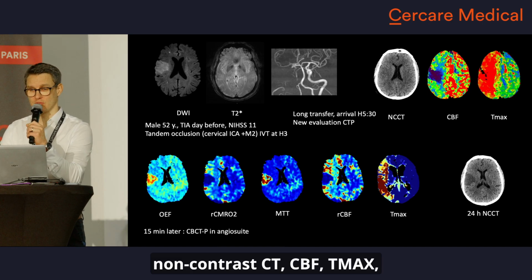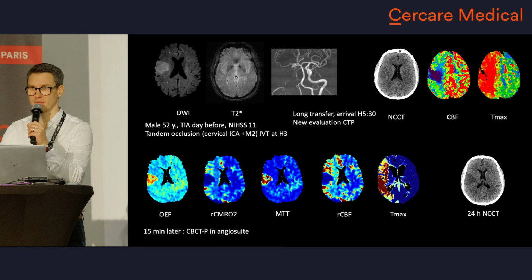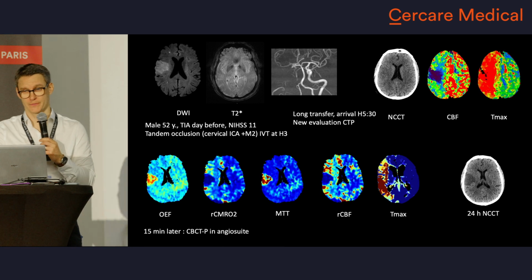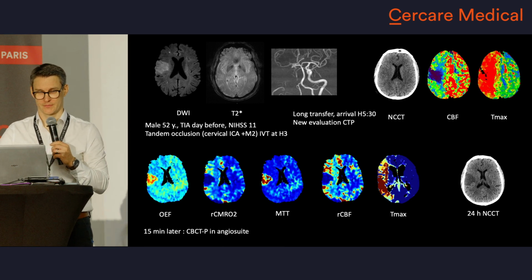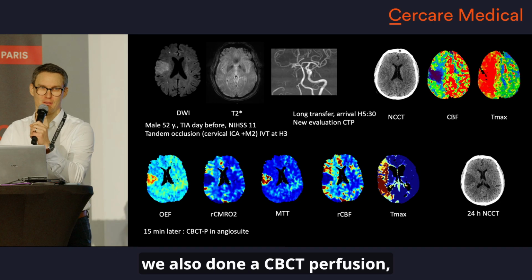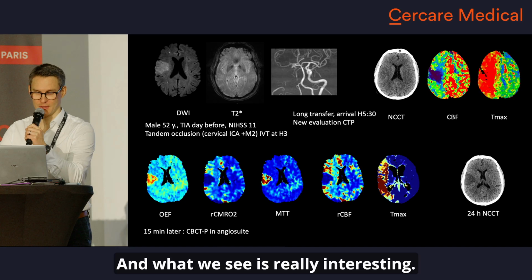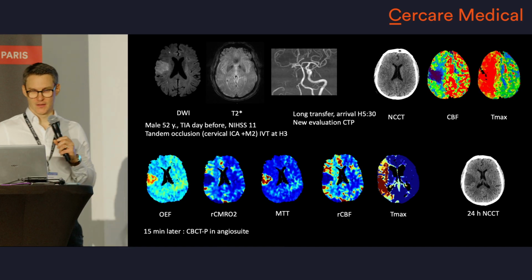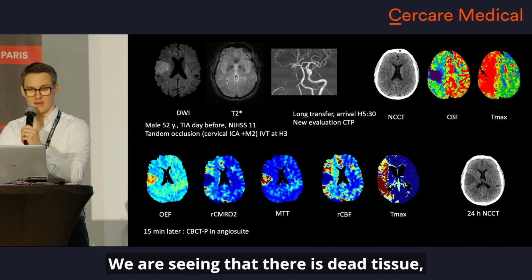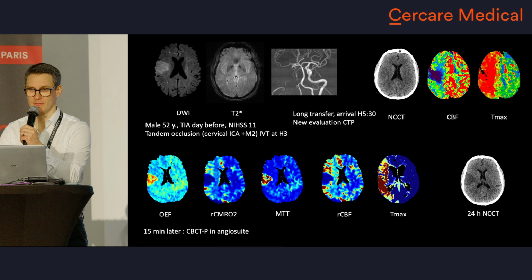So what we've done: non-contrast CT, CBF, Tmax, these are maps derived from a General Electric scanner and workstation. And you can see there's still a huge mismatch. 15 minutes later, as I'm very curious, we also did a CBCT perfusion, so we can compare within 15 minutes. And what we see is really interesting. It's almost the same as what we did with CTP. We are seeing that there is dead tissue, but most of the sylvian anterior and posterior part are still salvageable.